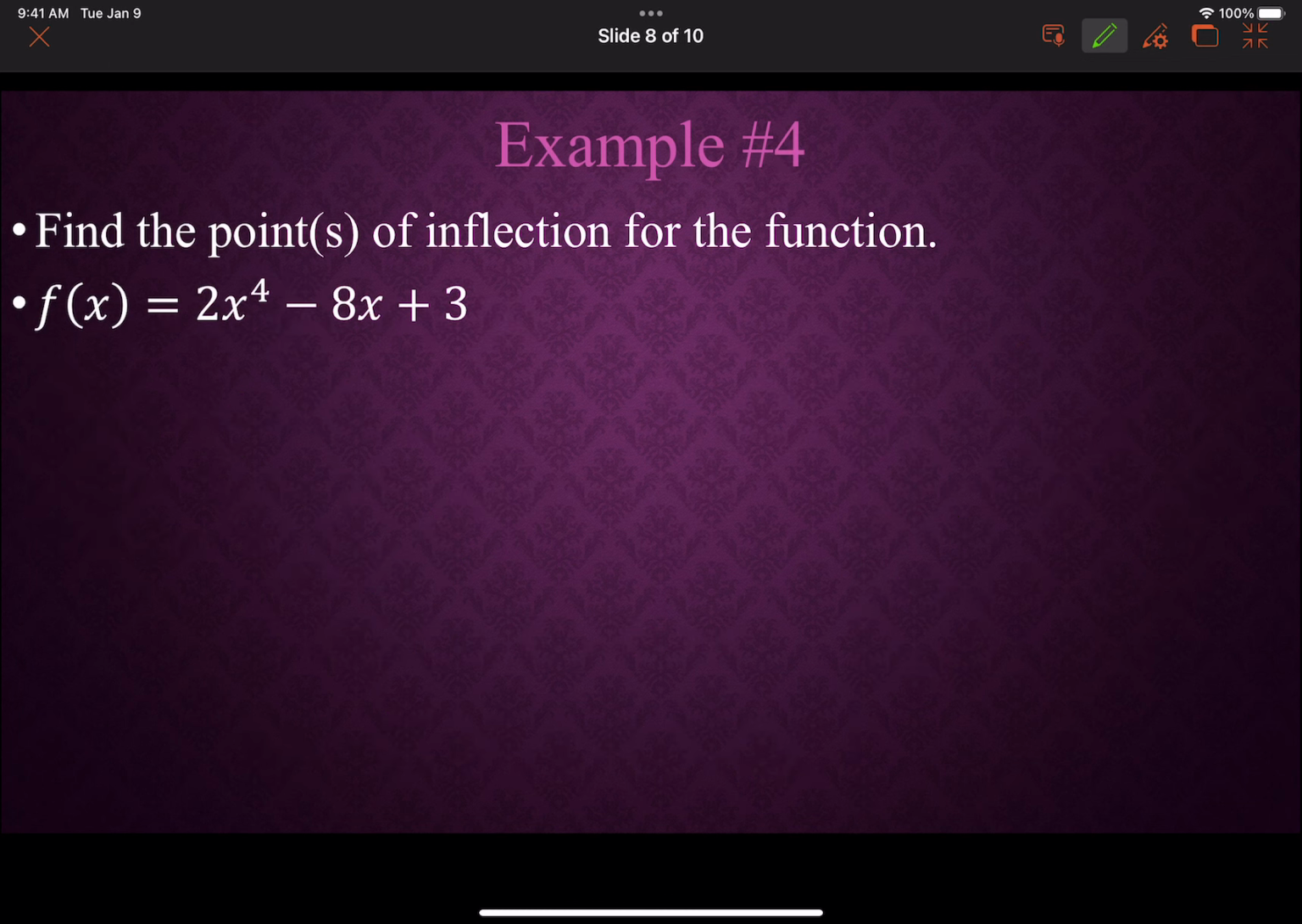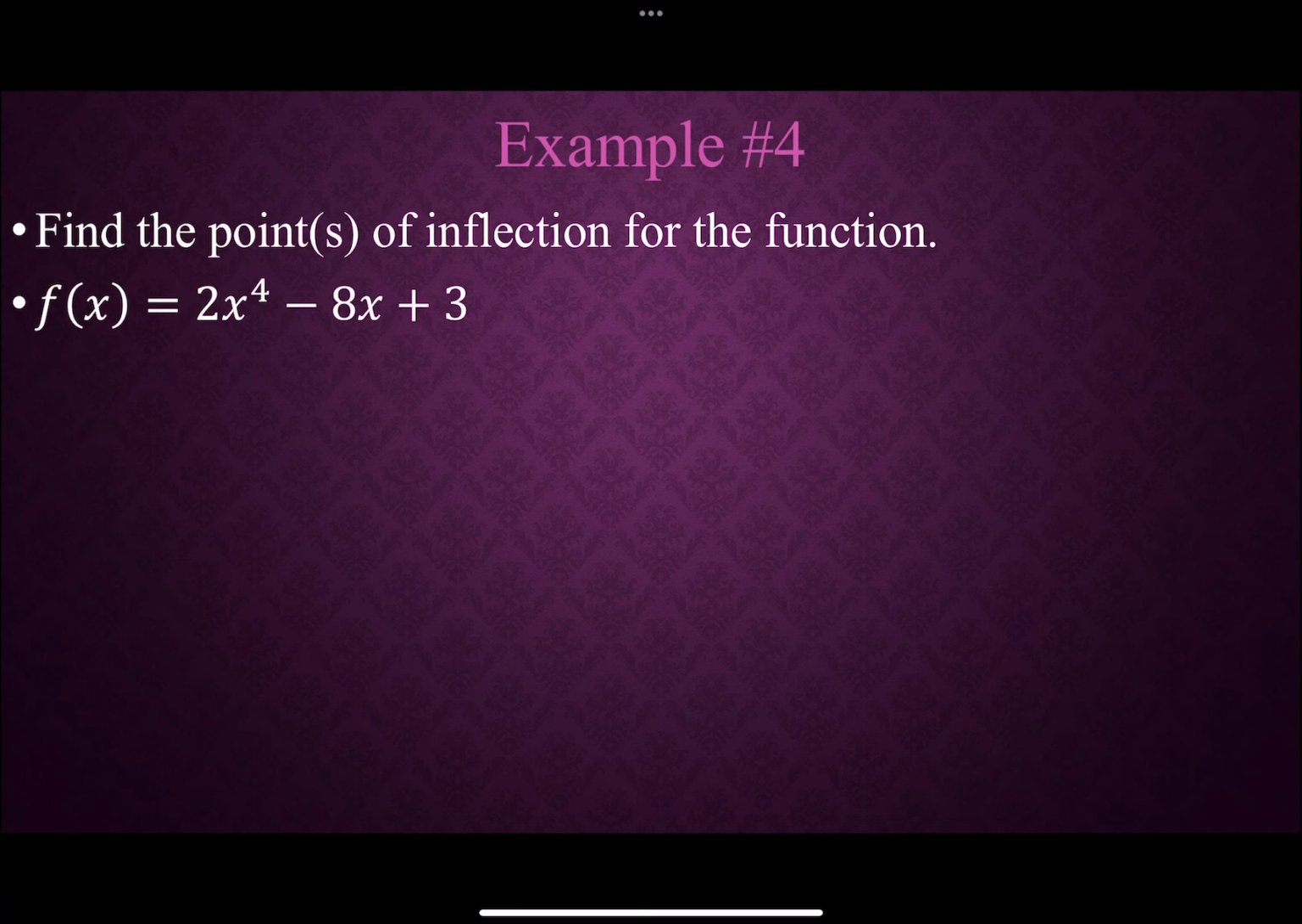All right, let's do that for a simple polynomial equation. So again, we go ahead and take our first derivative, just 8x cubed minus 8. We then take our second derivative, 24x squared. That's it. So that equal to 0 means x squared is 0, so we get x equals 0 for our possible point of inflection.